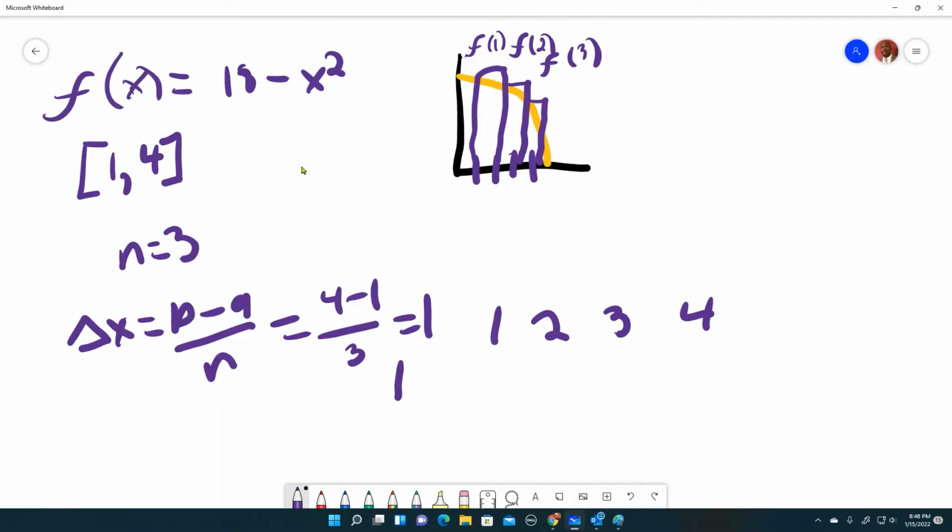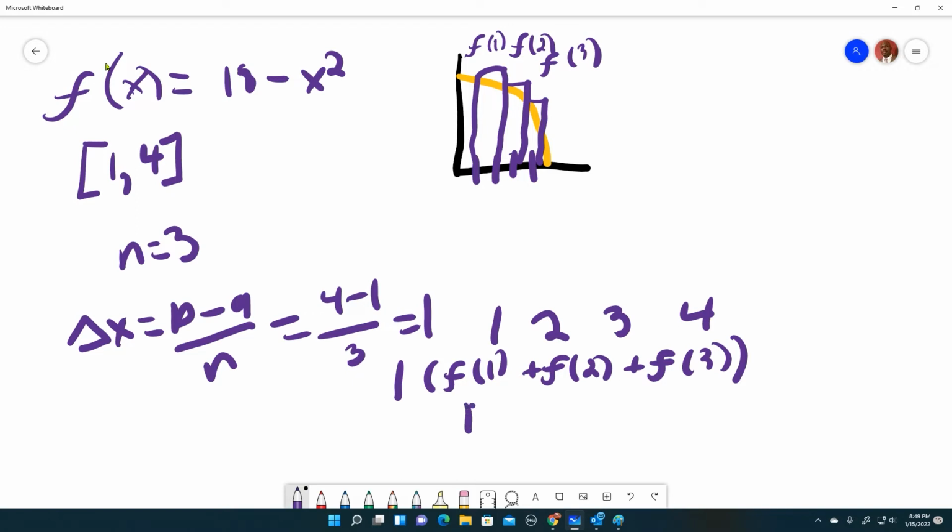And so we have our delta x, which is 1, and that'll be 1 times f of 1 plus f of 2 plus f of 3. And f of 2 and f of 3 I already calculated earlier, but these are real simple things to calculate. So f of 1, and again, remember, I'm plugging the values into this particular function. So when I plug in 1, that's going to be 18 minus 1 squared. It's going to be 17. And these values we got before. So let's go ahead and go through it.